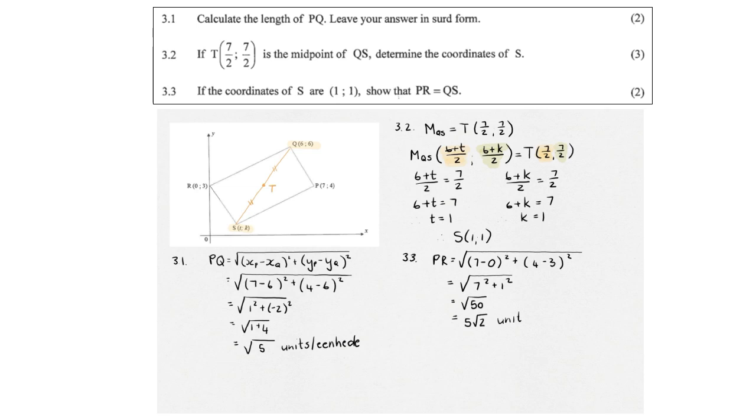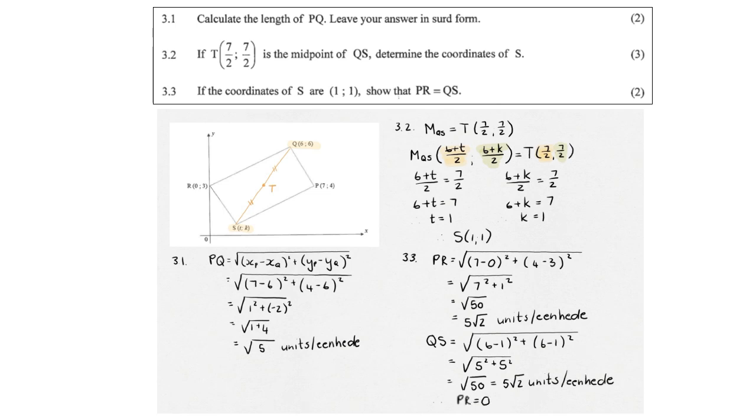Then the length of QS is equal to the square root of (6 minus 1) squared plus (6 minus 1) squared. And this simplifies to the square root of 5 squared plus 5 squared, and that is equal to the square root of 50. That simplifies to 5 square root 2. And now you can see that both the answers are the same. So that means that PR is equal to QS. This question counted only 2 marks. You get 1 mark for the length of PR and 1 mark for the length of QS.